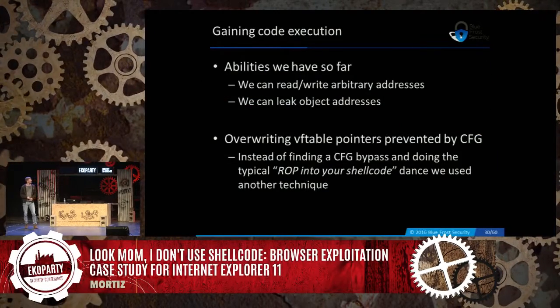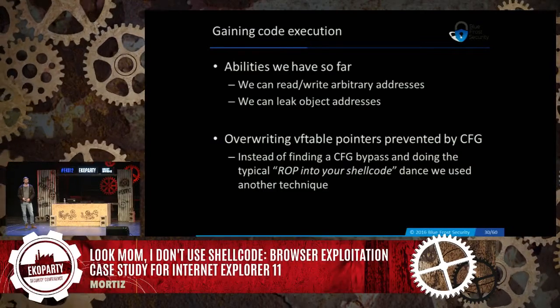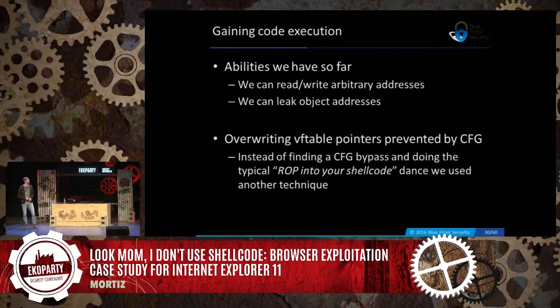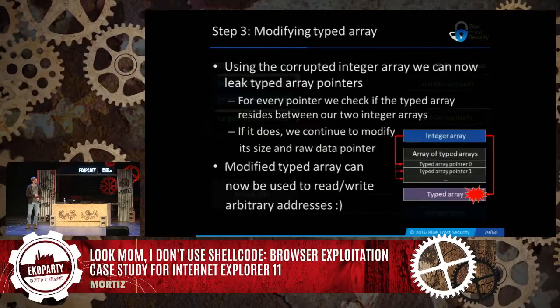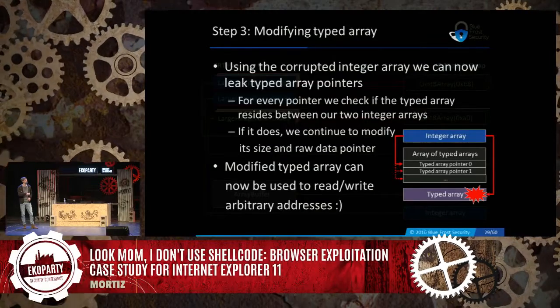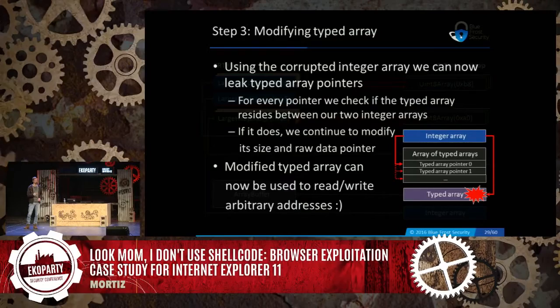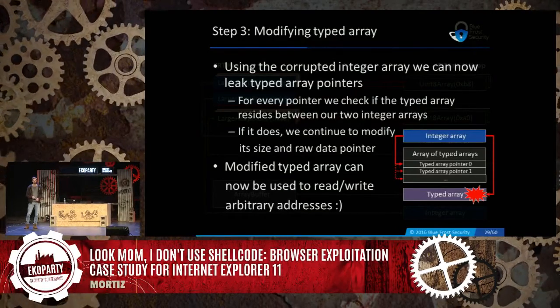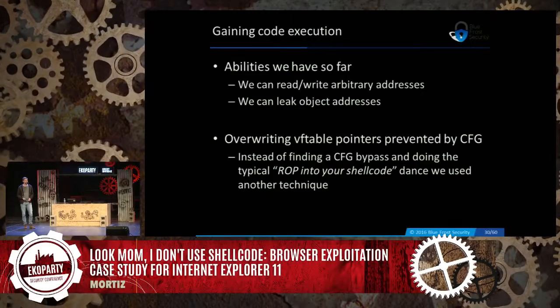So to summarize, we now have the ability to read and write arbitrary memory in the process, and we can also leak arbitrary JavaScript object addresses. So if you go back, you can store any JavaScript object in this array of typed arrays, and then use the corrupted integer array to read this pointer, and you get the address of your object. So the question is, what do we do with this now?